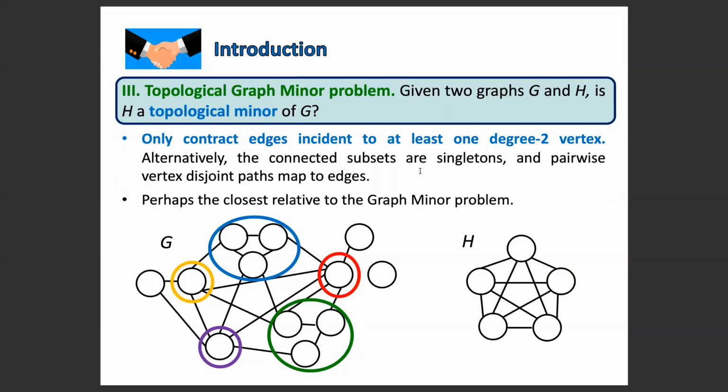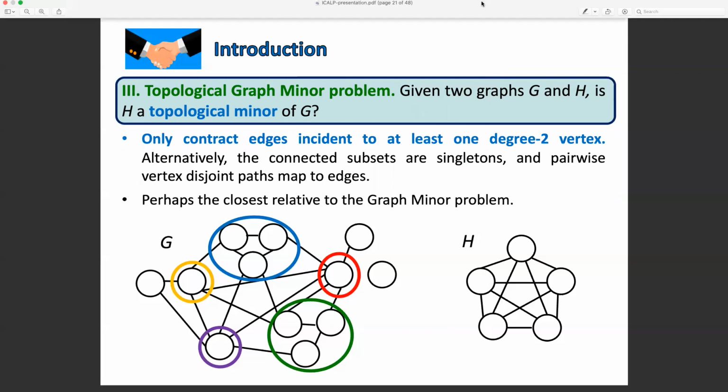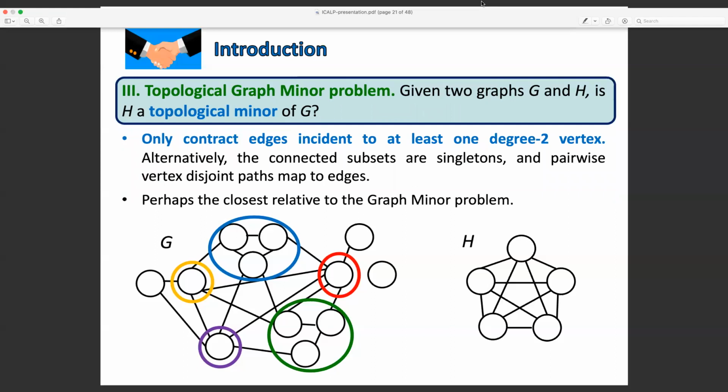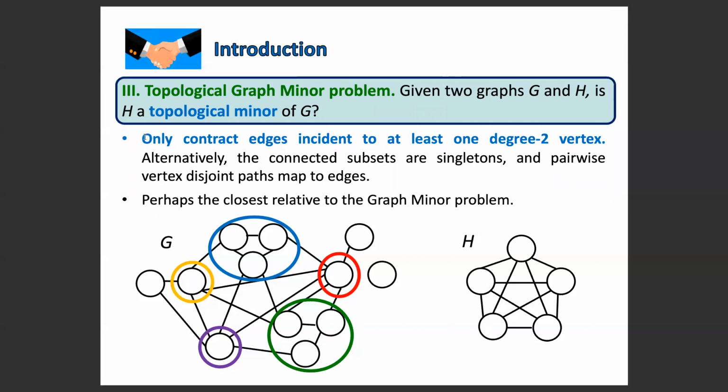Now the third problem is the topological graph minor problem. Here we are given two graphs G and H, and we ask whether H is a topological minor of G. By topological minor, we mean that among the operations that we can perform in G, we can only contract edges incident to at least one vertex of degree 2. And as before, we can delete edges and delete vertices.